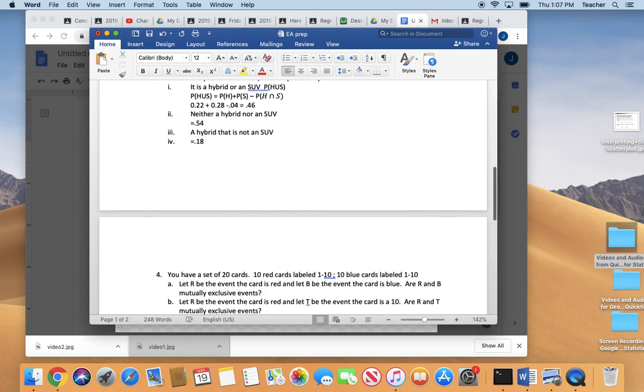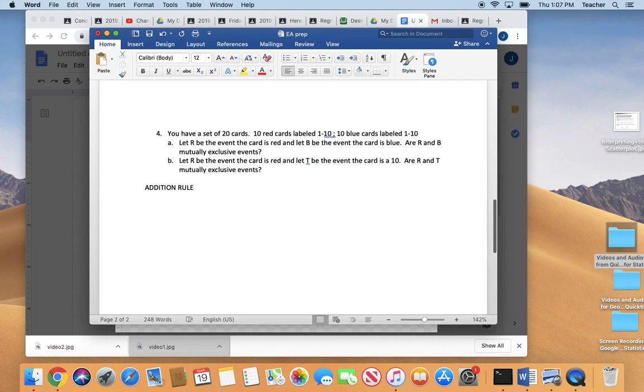All right, so now the next one says you have a set of 20 cards, 10 red cards labeled 1 to 10, 10 blue cards labeled 1 to 10. Let R be the event a card is red and B be the event the card is blue. Are R and B mutually exclusive? Mutually exclusive means that they cannot occur at the same time. So mutually exclusive events do not occur at the same time.